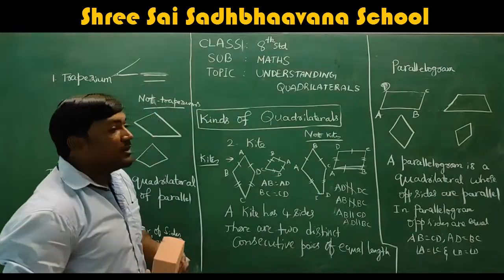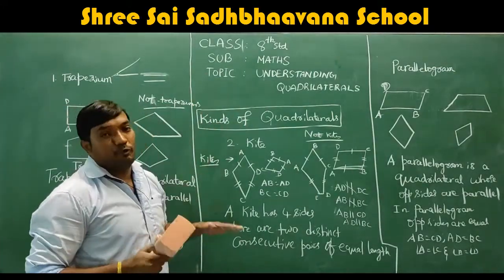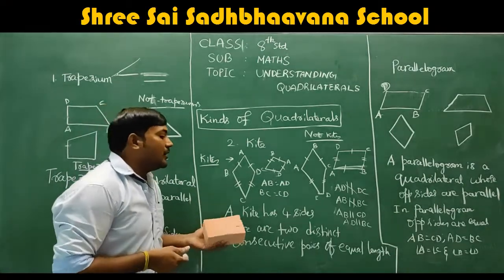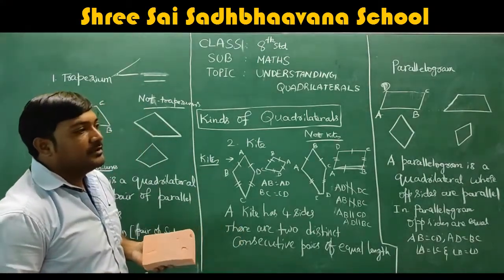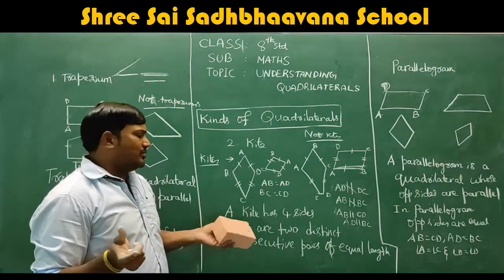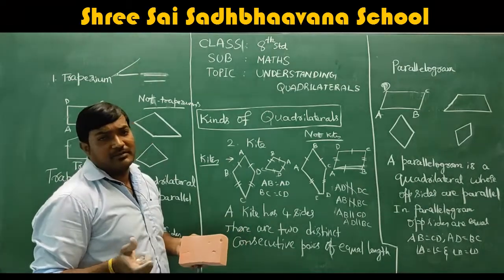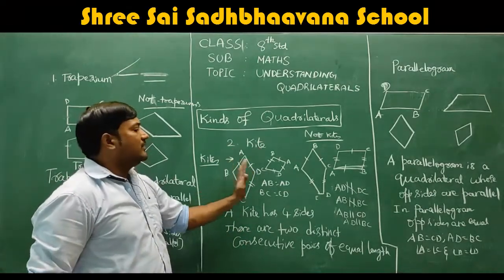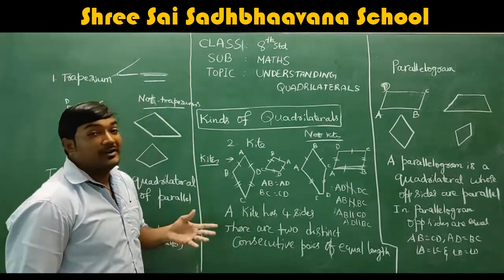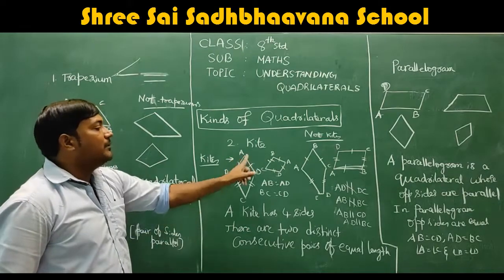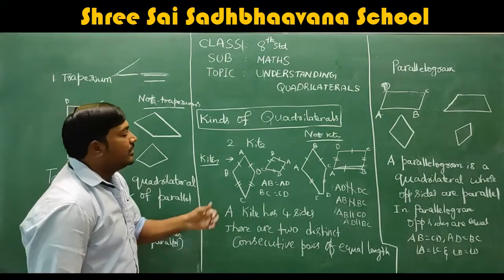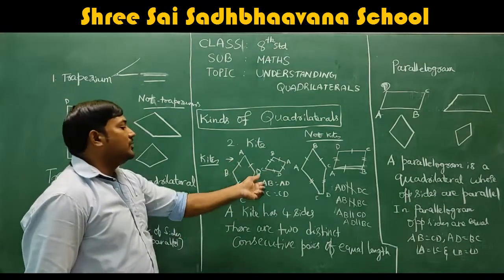So what you have to understand, a kite has 4 sides, and there are 2 distinct consecutive pairs of equal length. It means you will have 2 consecutive pairs. Distinct means different pairs. So don't get confused with the word distinct. AB and AD, and BC and CD, both the pairs are different. That's the reason they told like that. So AB should be equal to AD and BC should be equal to CD.